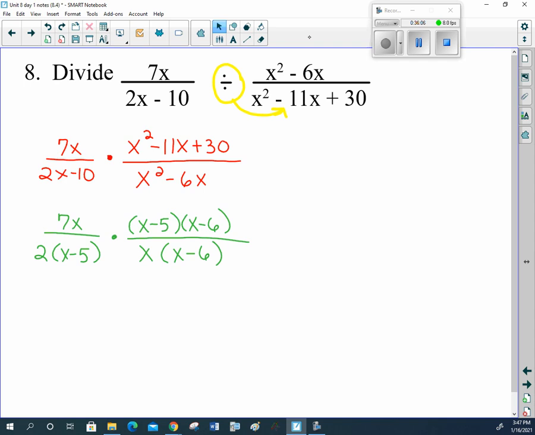Okay, fun part, start crossing out those like factors. That x minus 6 goes with that x minus 6. That x minus 5 goes with that x minus 5. And remember, right here, this 7x is not grouped together. This is 7 times x. So I'm allowed to reduce this x with that x. And that leaves us with just the fraction 7 over 2.